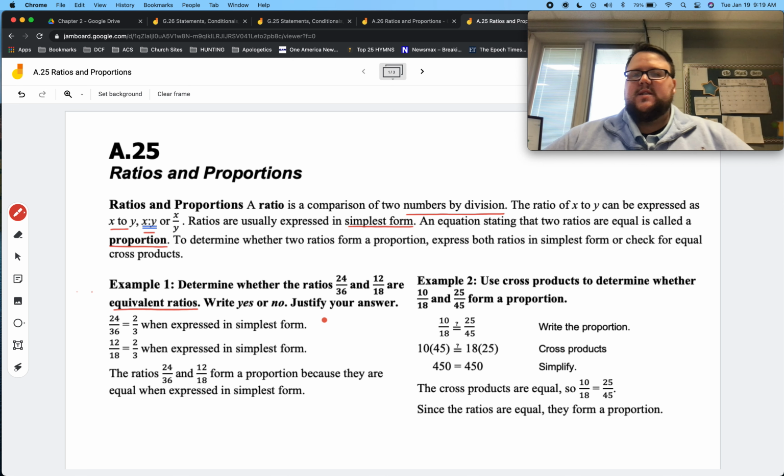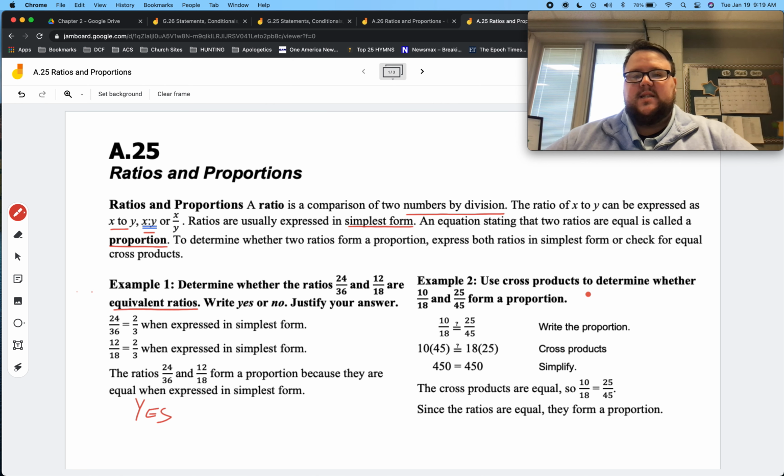So the first thing they're going to do is simplify the ratio. 24 over 36 reduces to 2 over 3 because 24 divided by 12 is 2, 36 divided by 12 is 3, 12 divided by 6 is 2, 18 divided by 6 is 3. So they both reduce to 2/3. Since they both reduce to 2/3, that's an equivalent fraction. The answer would be yes for that one. Yes, they are equivalent.